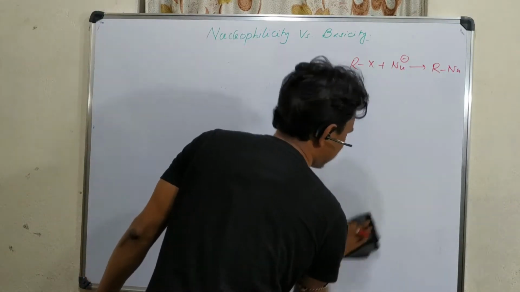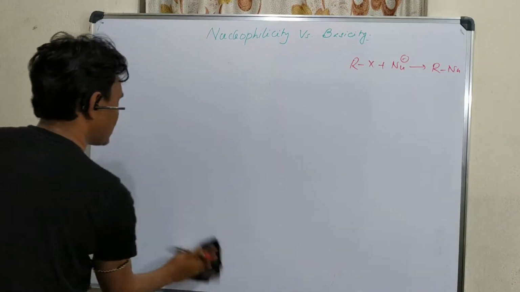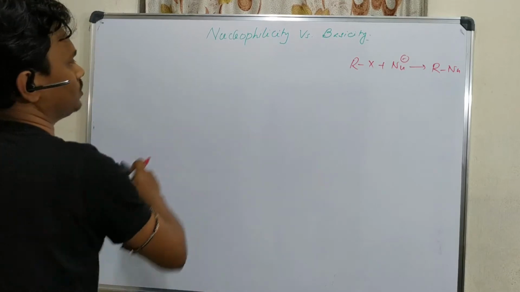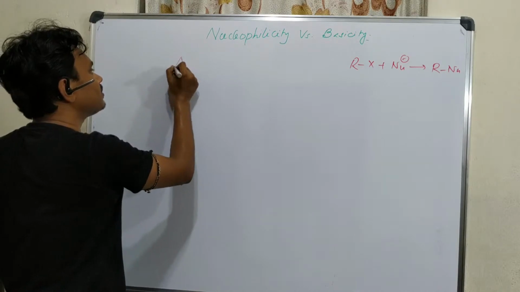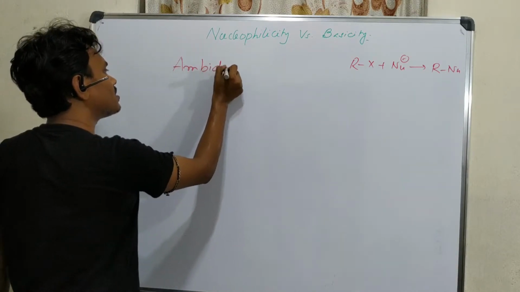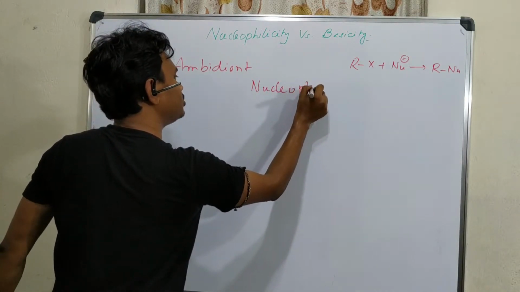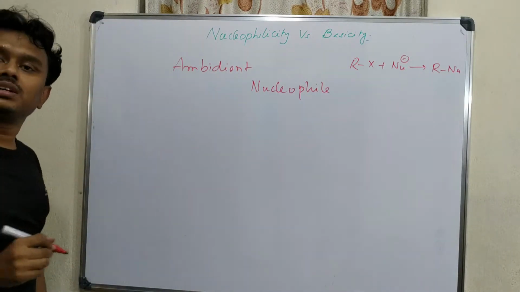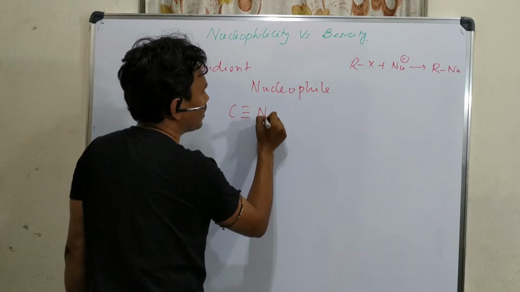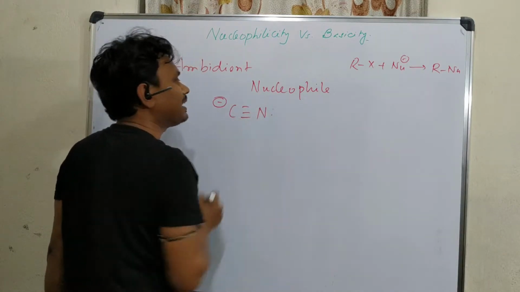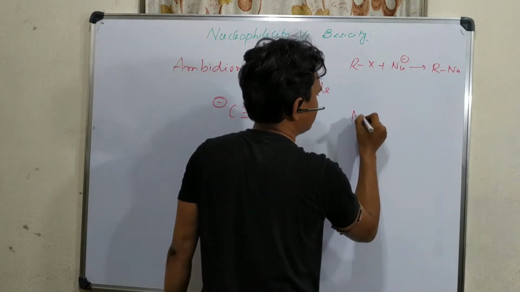So we have discussed simple nucleophiles for these substitution reactions. Right now we will discuss embedded nucleophiles. What do I mean? Embedded nucleophiles means they have two centers for attack. For example, cyanide, or even nitrite, NO2 minus.